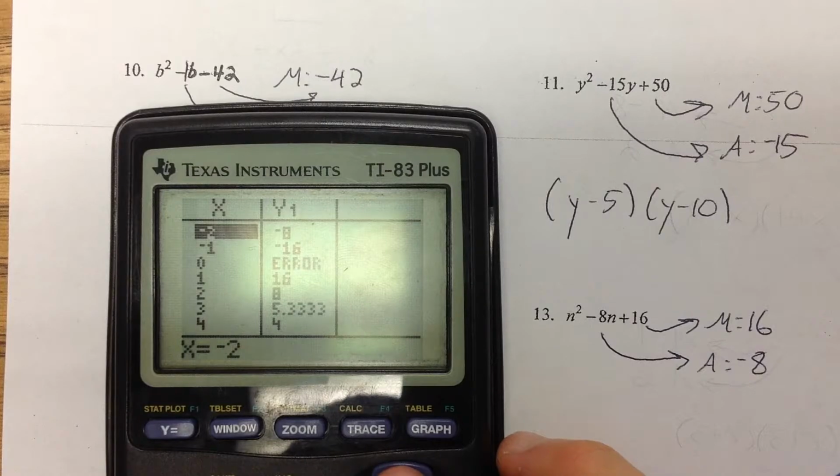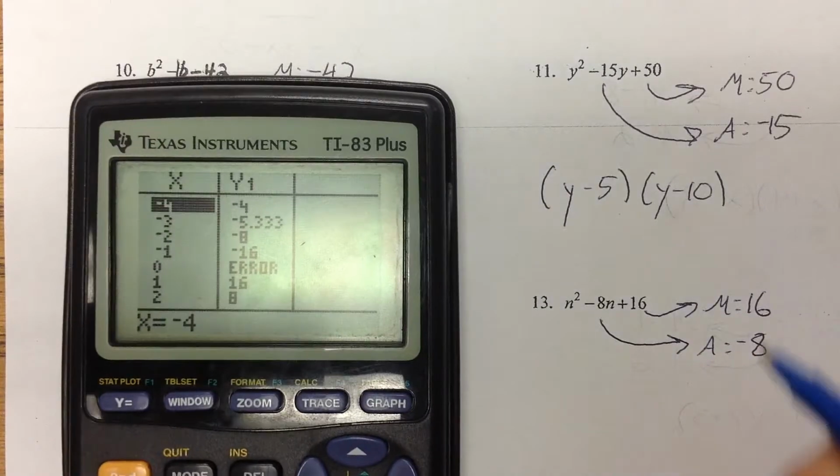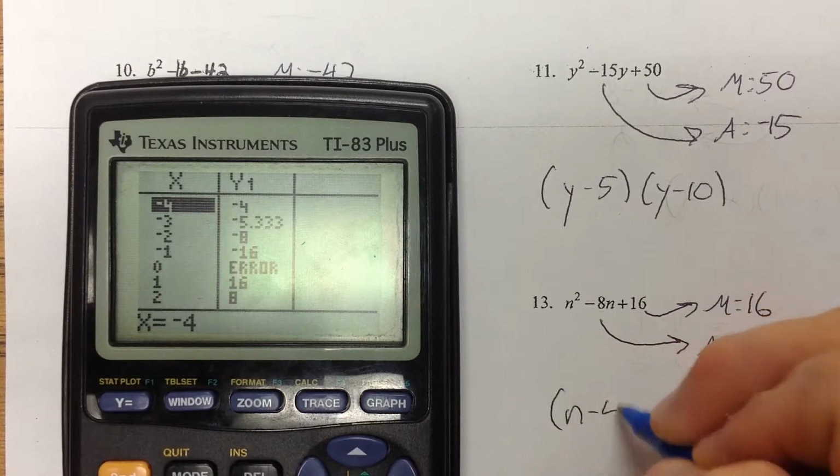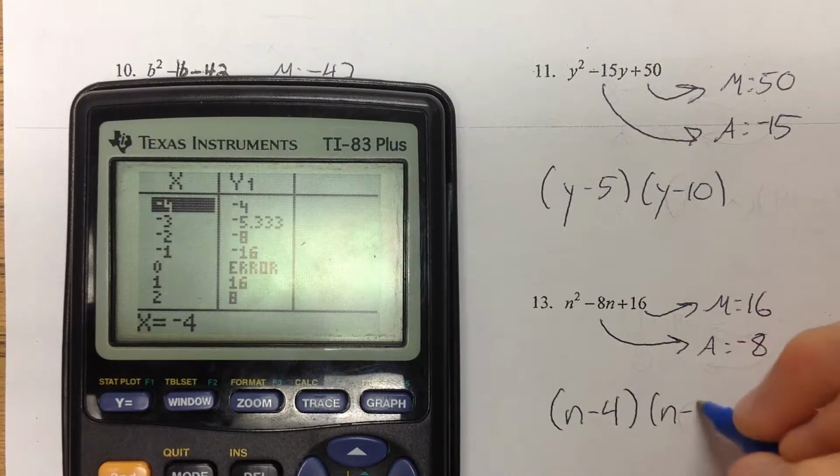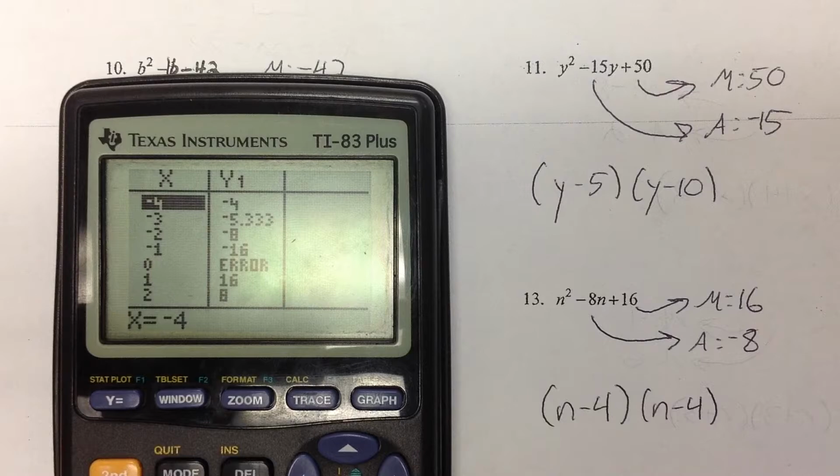Negative 1 and negative 16, nope. Negative 2 and negative 8. Negative 4 and negative 4 will add to negative 8, so it's going to be n minus 4, n minus 4. Just one last thing I want to add.